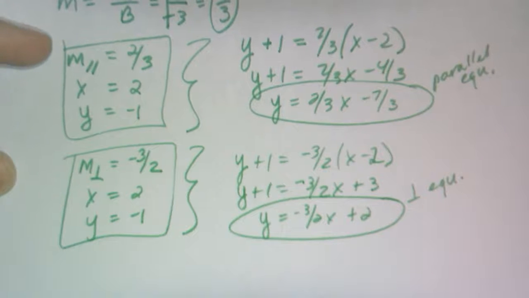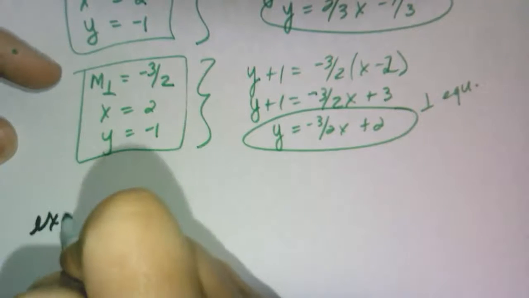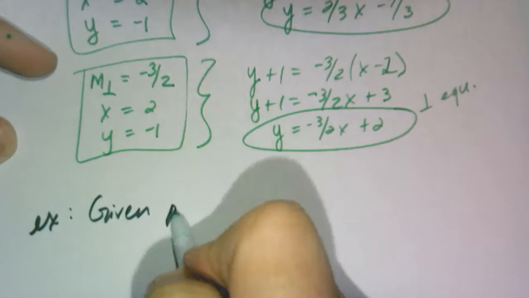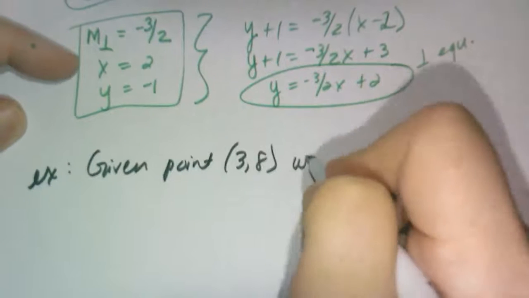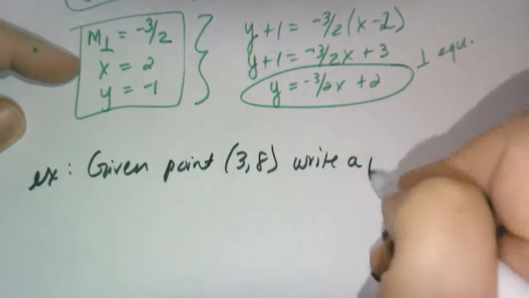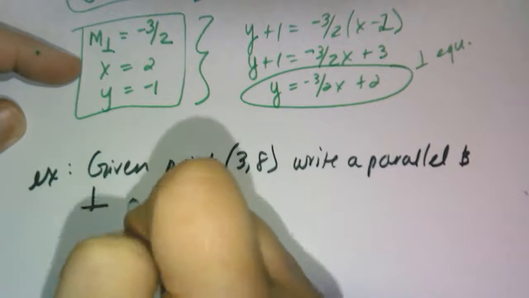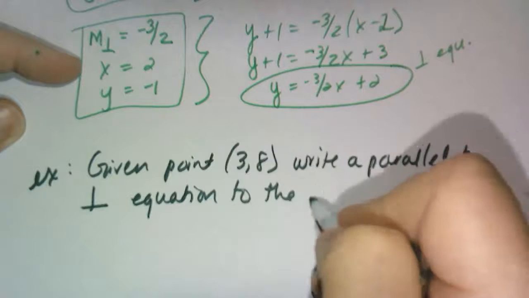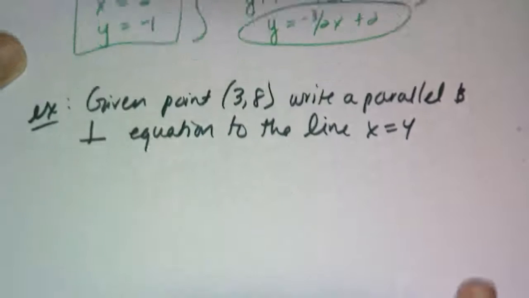And last but not least, this is a question. It will be on a quiz and it will be on homework. Given the point 3, 8, I'm just trying to give you everything, write a parallel and perpendicular equation to the line x equals 4.